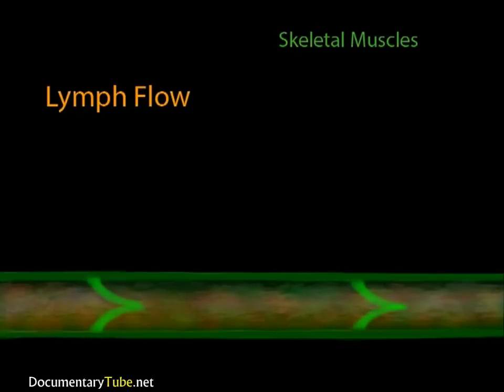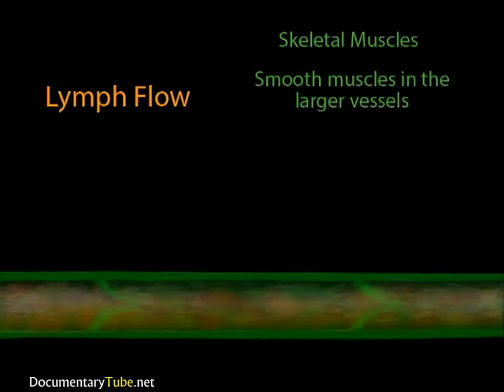The lymph moves through your body when you move your skeletal muscles. The contraction of skeletal muscles squeezes the nearby lymph vessels, pumping them. This pushes lymph through the vessels. In addition to the contraction of skeletal muscles, there are two other means by which lymph travels through the lymphatic system. There are smooth muscles at the larger lymph vessels. The contraction of these smooth muscles adds to the force provided by the skeletal muscles.